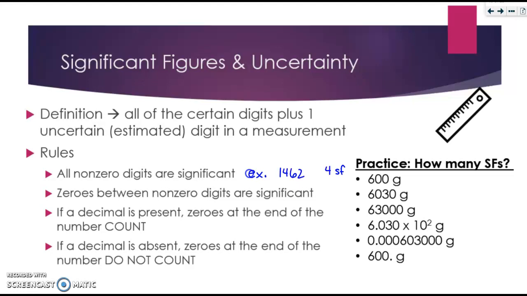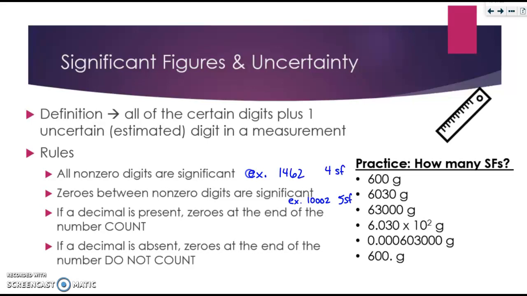The second rule says that zeros between non-zero digits are significant. For example, if I said this, so 10,002, those zeros are between other numbers that are not zero. I can't just get rid of them and turn 10,002 into 12. So you would tell me that this one is 5 significant figures.